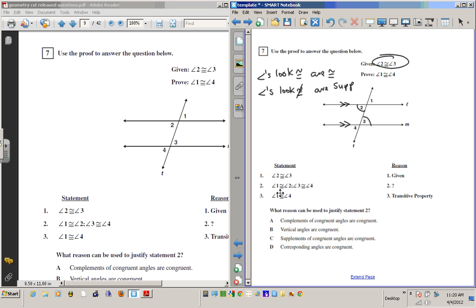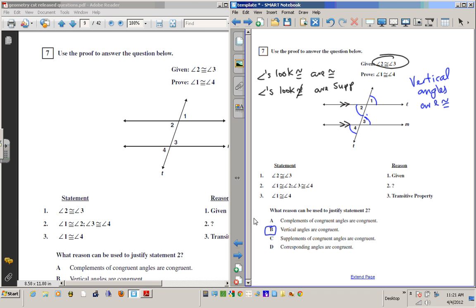Angle 1 is congruent to angle 2. And angle 3 is congruent to angle 4. What are these two angles called? Angles that are opposite each other like that are known as vertical angles. And guess what about vertical angles? Vertical angles are congruent. Same case with 3 and 4. This angle right here and this angle right here are vertical angles also, and they are congruent. So which one has vertical angles here? Our answer is B.